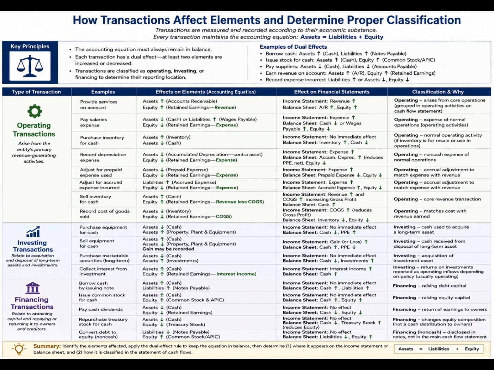E. Identify how transactions affect elements and determine proper classification. Transactions maintain balance under the accounting equation. Every transaction has a dual effect, increasing or decreasing at least two elements.